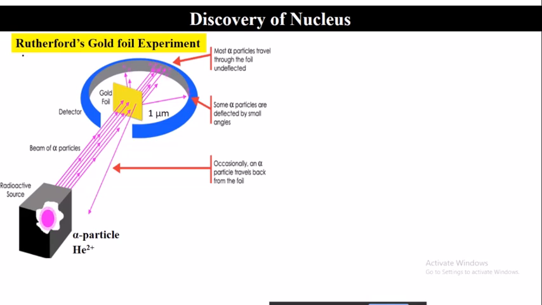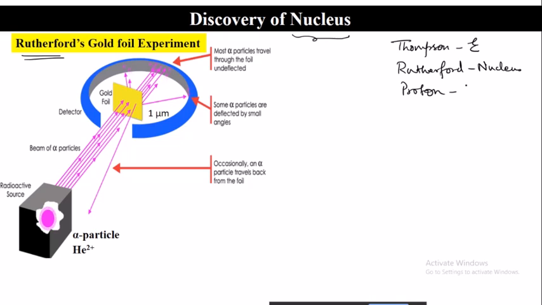Next, Rutherford performed the gold foil experiment. That is the discovery of the nucleus. Okay, so Thomson discovered the electron, and Rutherford did the nucleus. Okay, and proton by E. Goldstein.